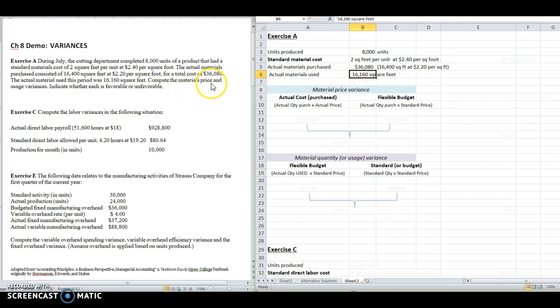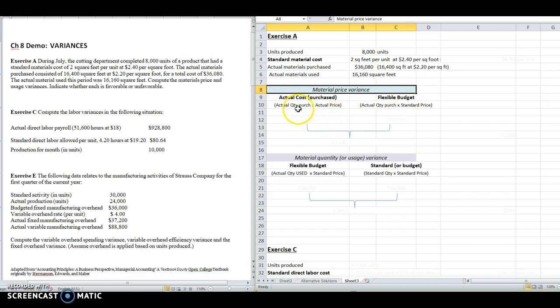We have to calculate both the material price and quantity variance. With the material price variance, we want to look at the materials that were purchased. We want to focus on just what was purchased. We're going to compare the actual cost of what was purchased to the flexible budget. And remember from the previous chapter that a flexible budget is the actual quantity at the standard or budgeted rate.